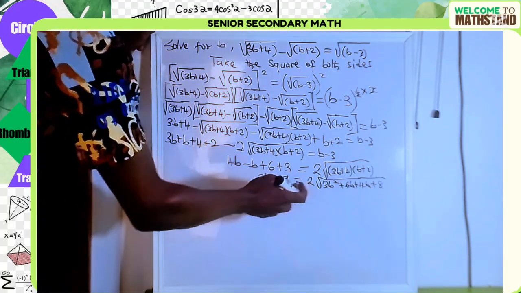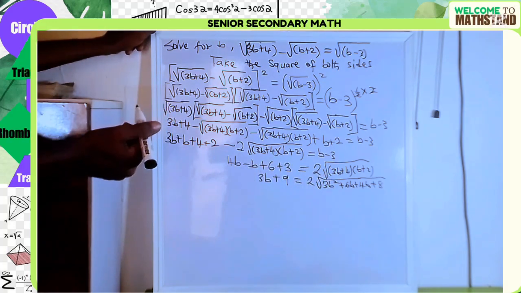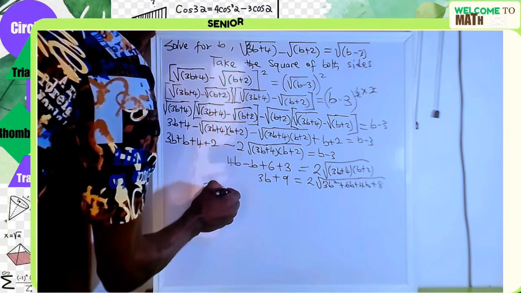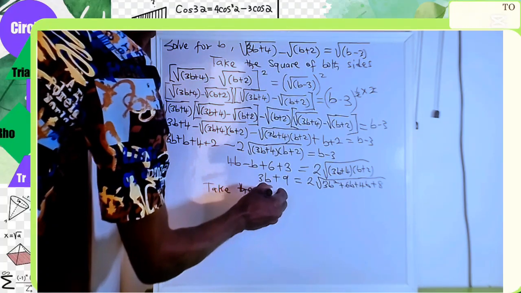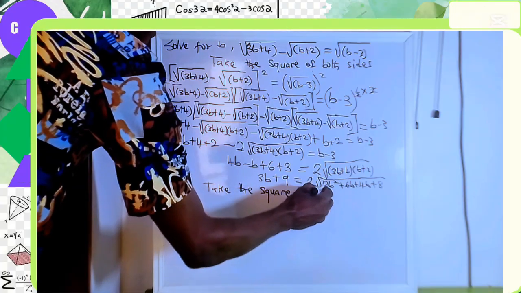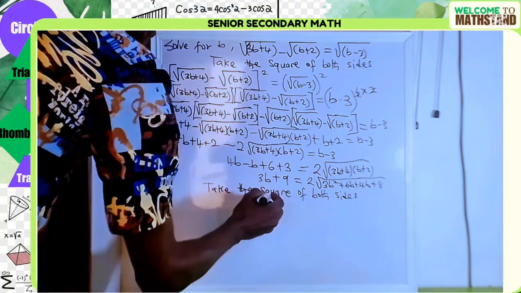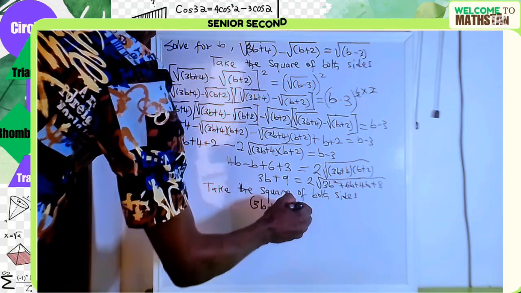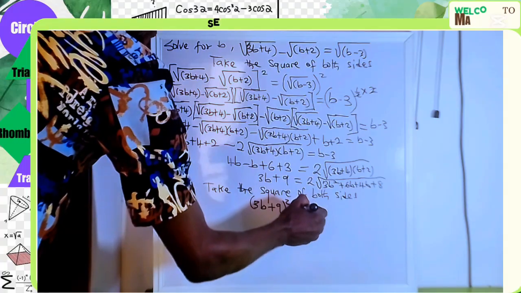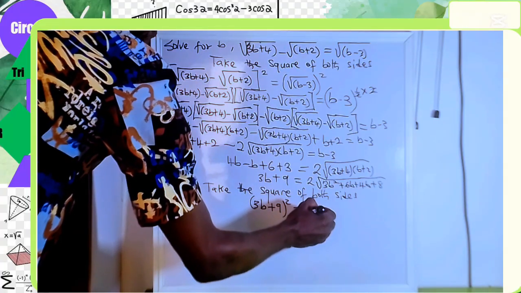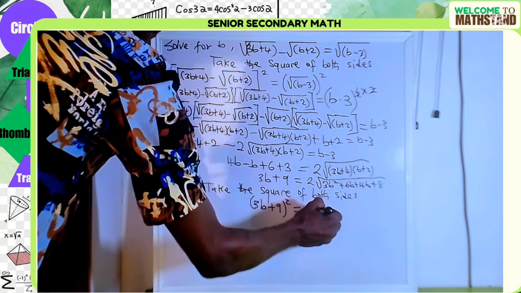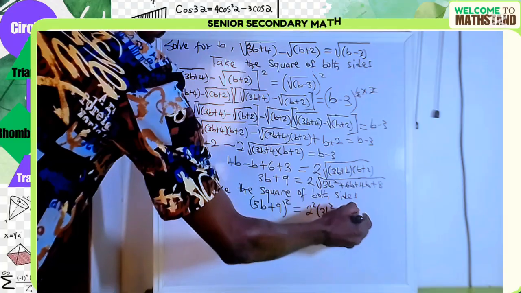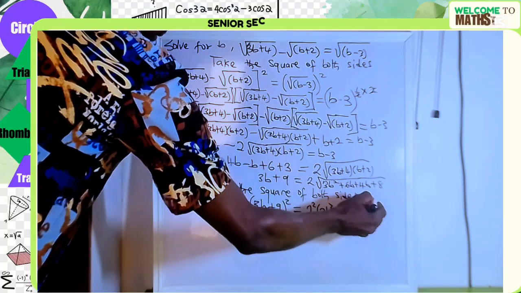So now from this part, this is irrational, this is rational. So the next thing we can do to clear this irrational is to take the square of both sides again. So take the square of both sides. So what do we have? 3b plus 9 raised to the power of 2 equal to, here will be 2 raised to the power of 2, and we have 3b squared plus 10b plus 8 raised to the power of 2.